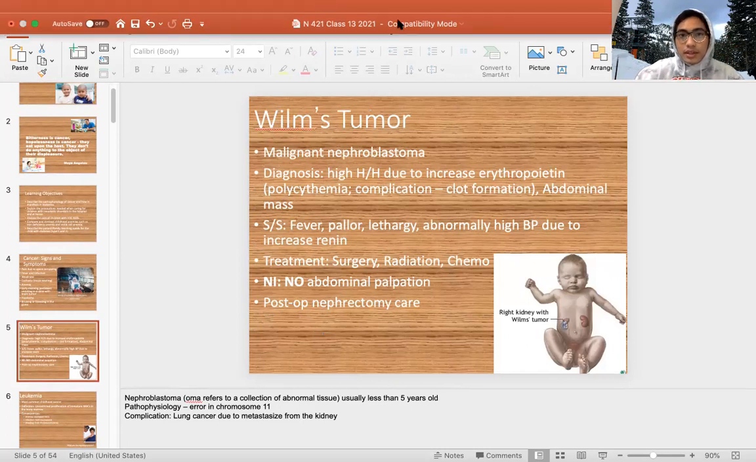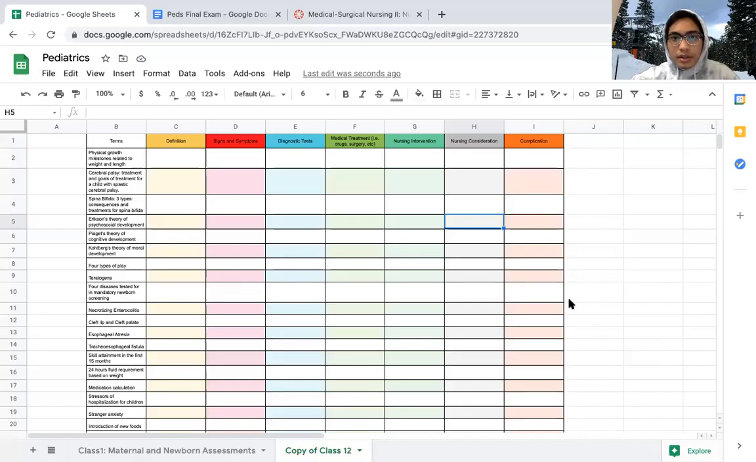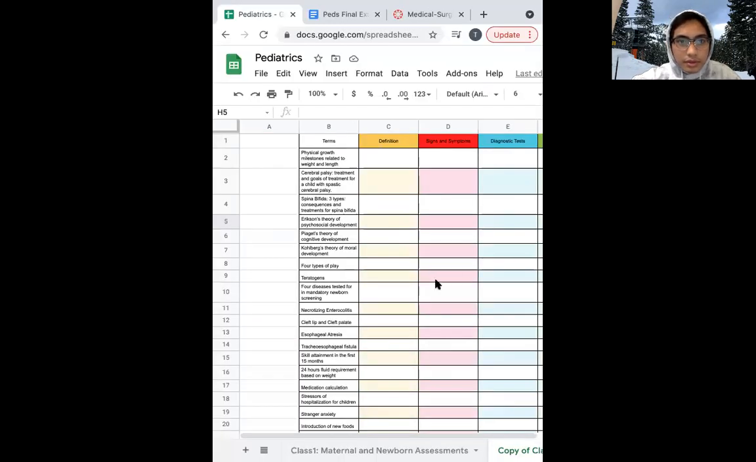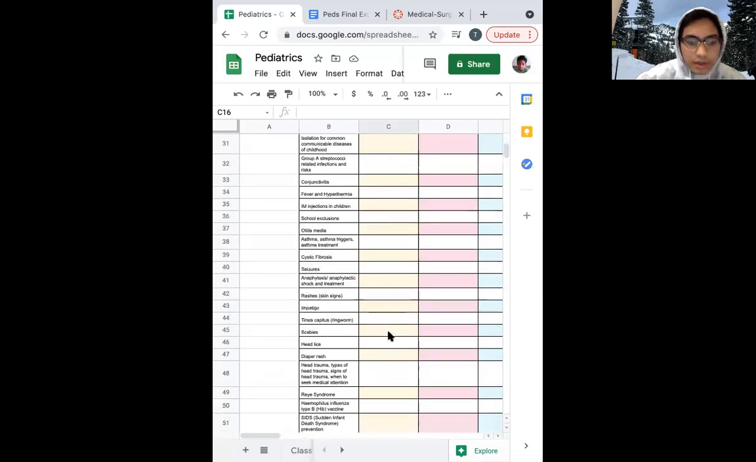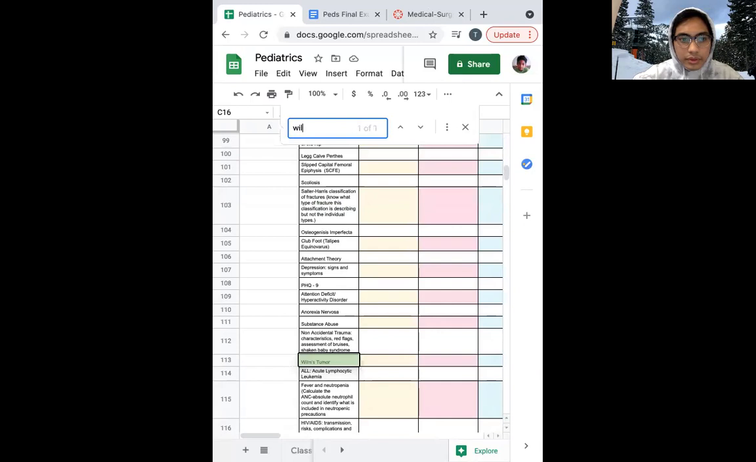What I do next is I go back to my list and I just kind of copy paste what I need to know. So here we have Wilms tumor, right?